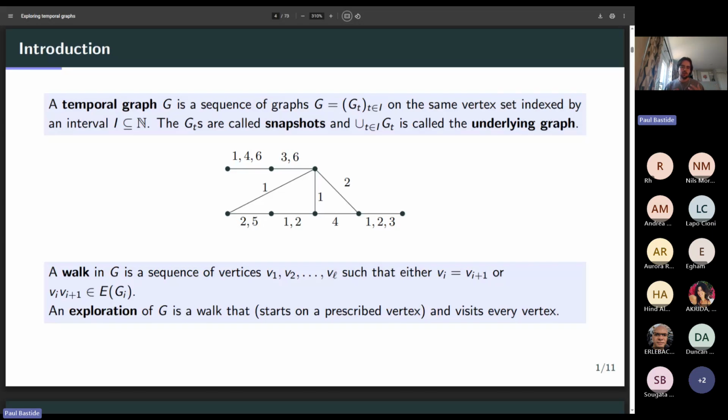And now we are interested in a problem that's very similar to the traveling salesman problem in static graphs, which is the problem of exploring your graph G. So I want to find a walk that visits every vertex of my temporal graph in the least amount of time. Usually the question is trying to minimize the length of such an exploration.